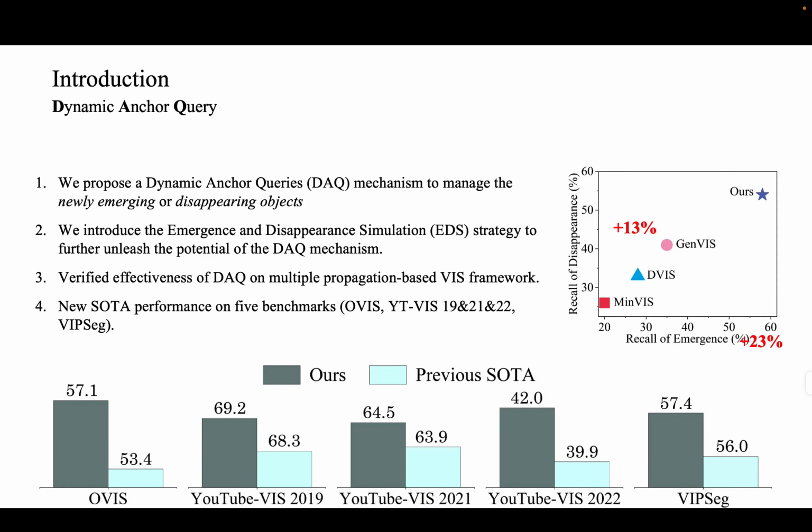The DAQ mechanism dynamically generates anchor queries for the emergence and disappearance of objects, thereby shortening the gap and effectively overcoming the challenges. We train the DAQ with an emergence and disappearance simulation, EDS, strategy to further unleash the potential of the DAQ mechanism, which is straightforward, efficient, and costless.